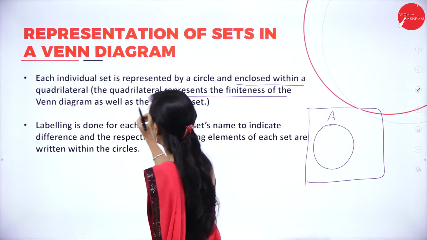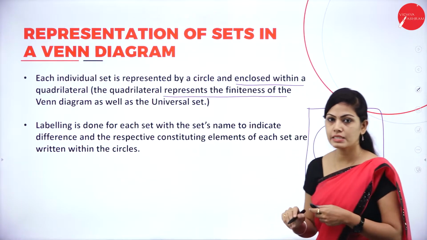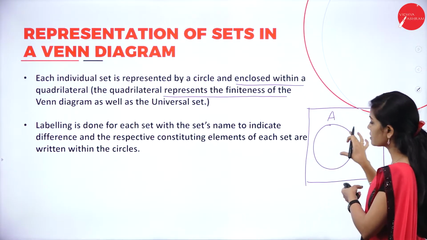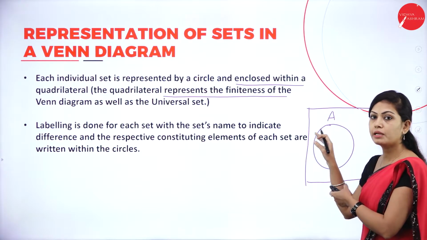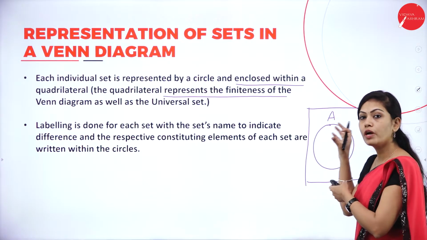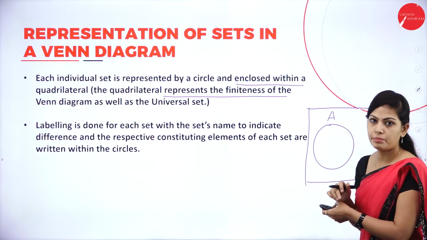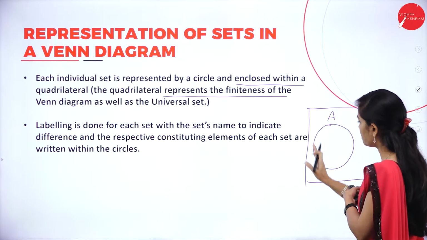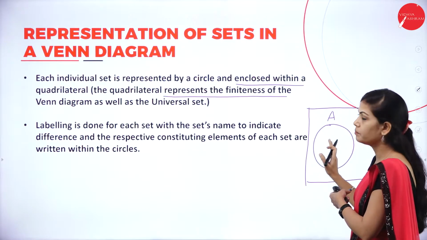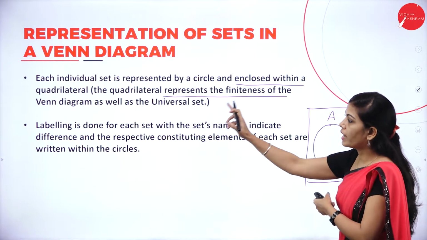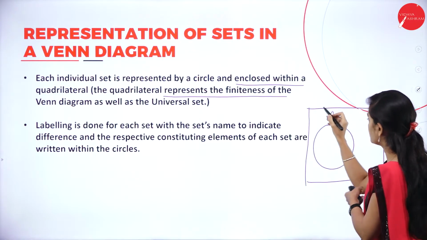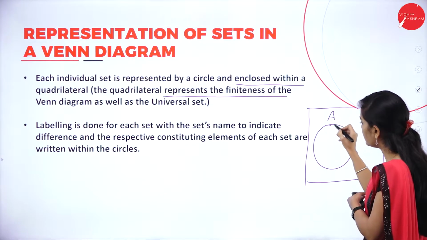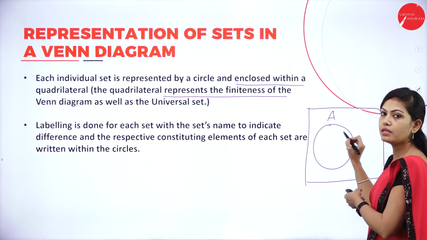So the Venn diagram is shown along with the universal set. Here we can mention the universal set also. So this is called a Venn diagram. A Venn diagram is a diagrammatic representation of possible different elements. Here each individual set is represented by a circle and enclosed within a quadrilateral. This is the quadrilateral. Here I have mentioned the set element A inside a circle.